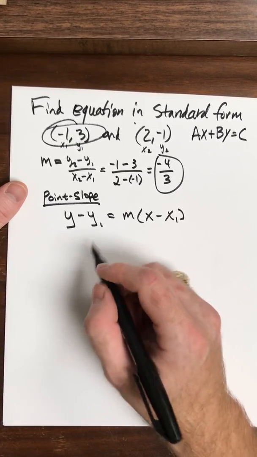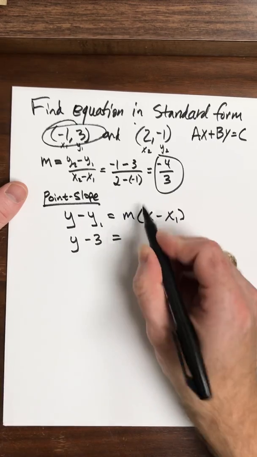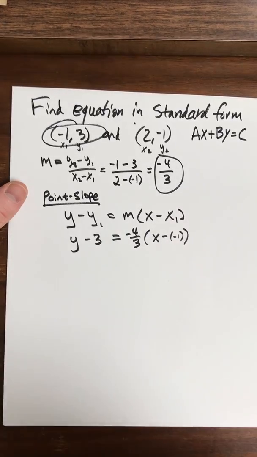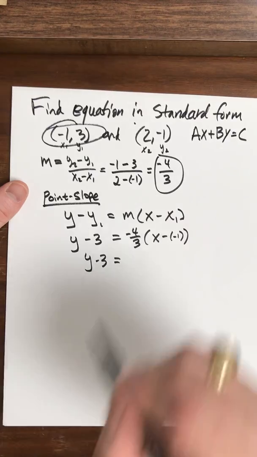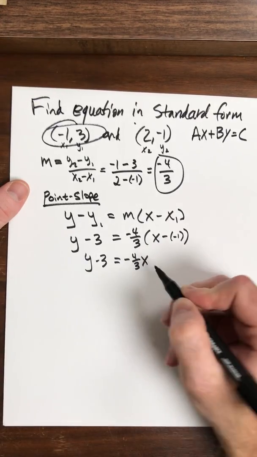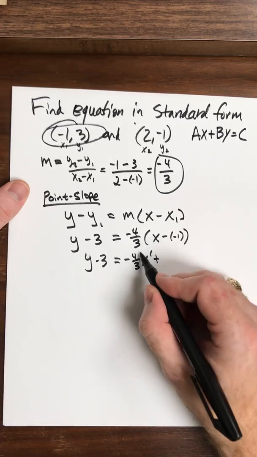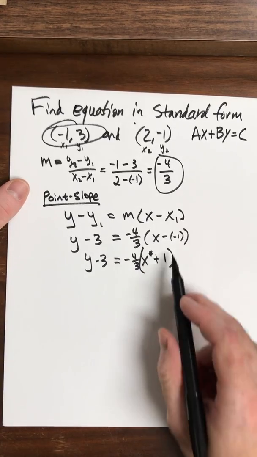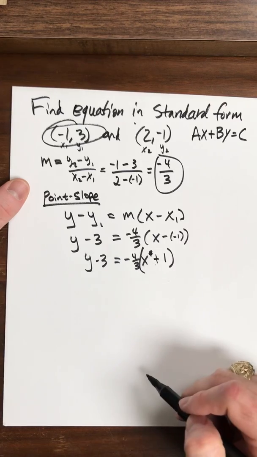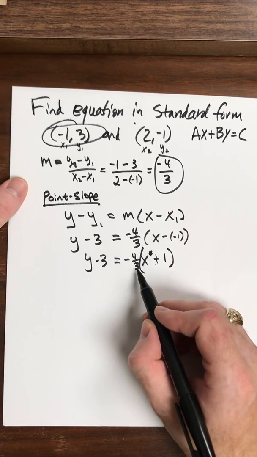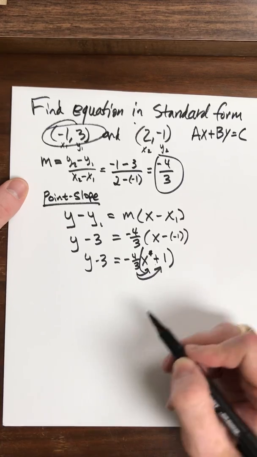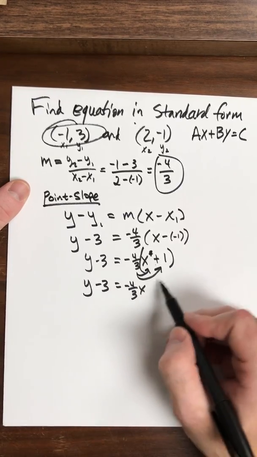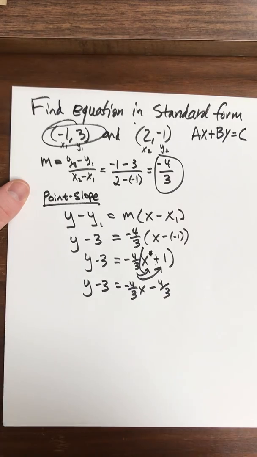So let's plug it in. So I have y minus 3 equals -4/3 x minus a -1. So I have y minus 3 equals -4/3 x plus 1. You need to work inside the parentheses first. All right, so negative, negative make a positive in here. Let's distribute this through, and then we'll take care of the fraction. So I have y minus 3 equals -4/3 x, and then -4/3, okay?